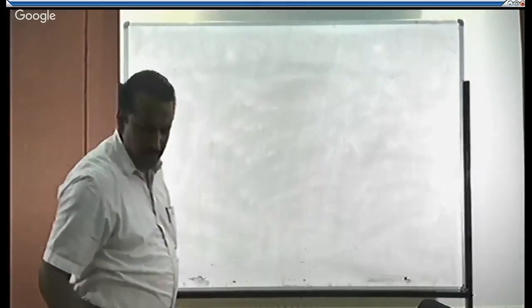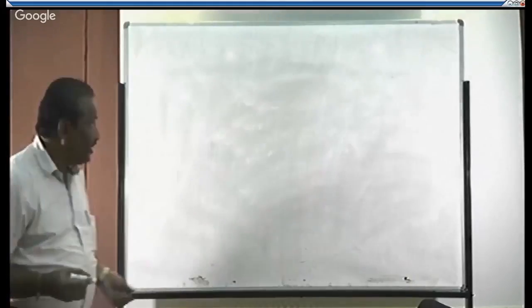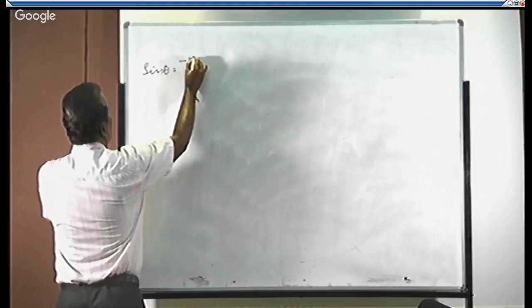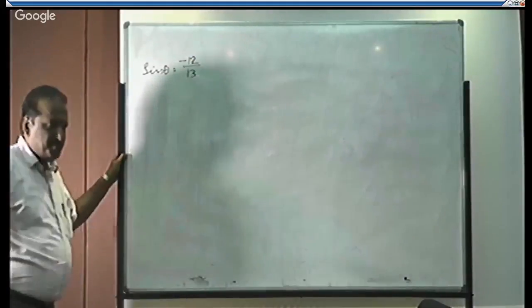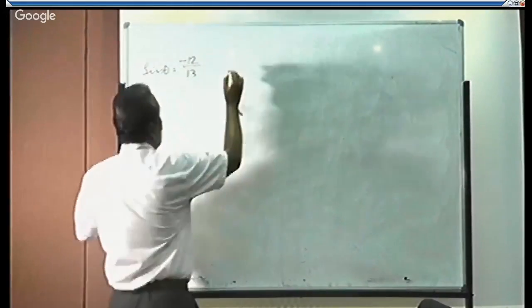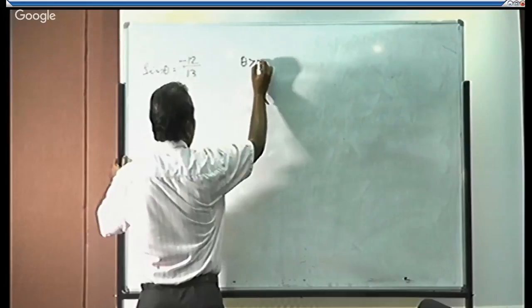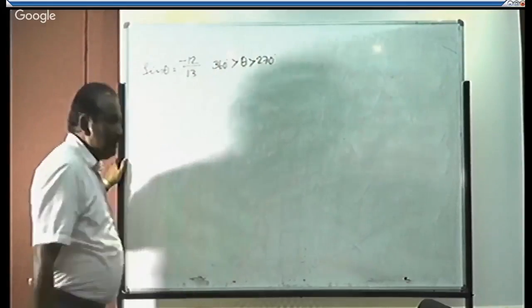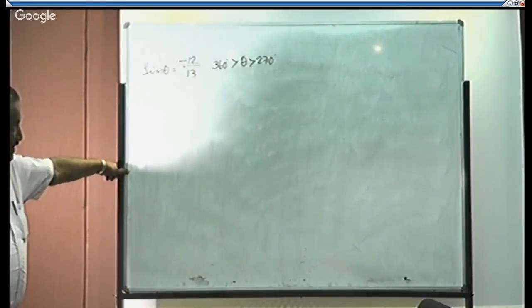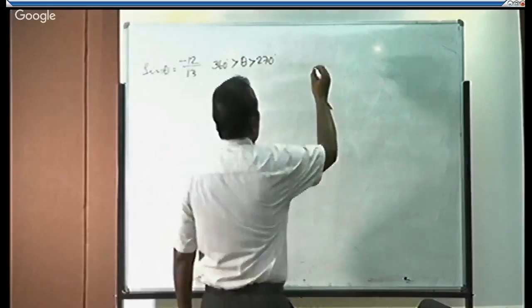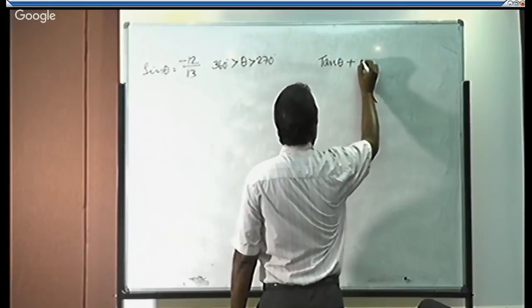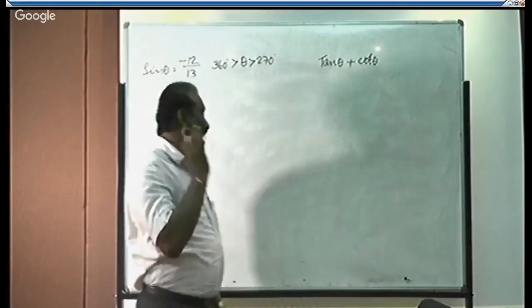Now, what type of problem? Now, same type of problem. One more is: if sin theta is equal to minus 12 by 13, where theta is greater than 270 degrees but less than 360 degrees, then find the value of tan theta plus cot theta. Find the value of tan theta plus cot theta.